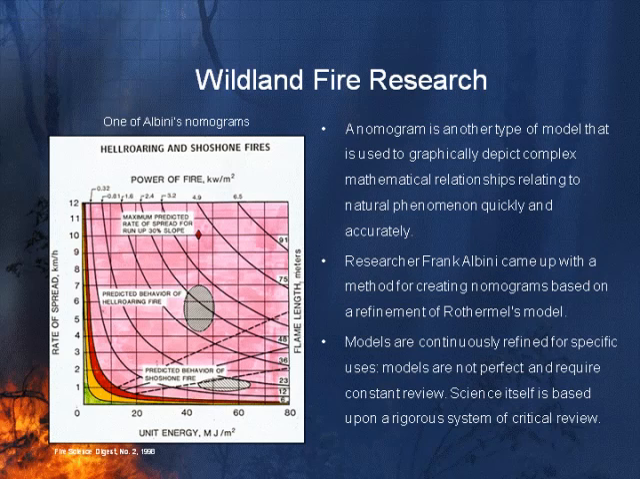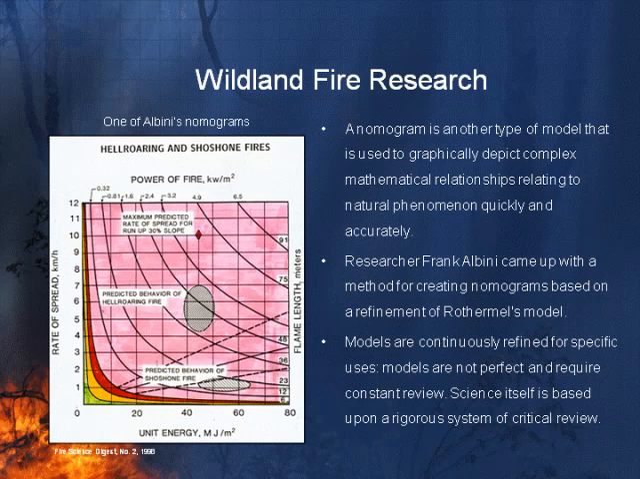Now, a nomogram is actually used for a lot of other things, apparently. It's another type of model that is used to graphically depict complex mathematical relationships, relating to natural phenomena quickly and accurately. So you get Albini in here, and this is something he did by hand. He did this himself, and he gave this to the people that were fighting the Hell-Roaring and Shoshone fires, which I believe were going on in 76 or 77. He gave it to them, and they were able to see where they were.